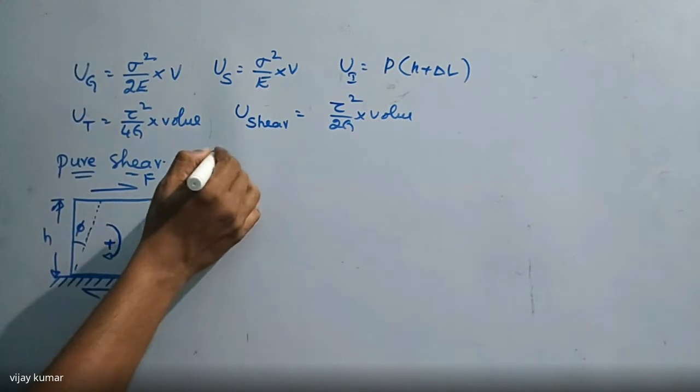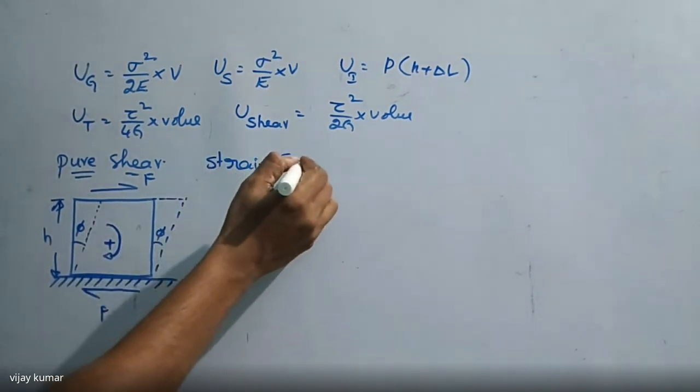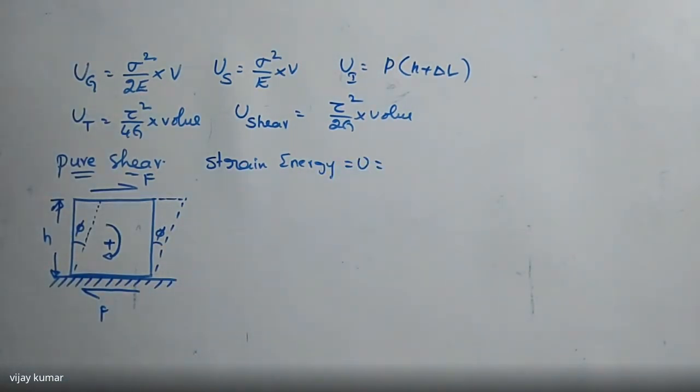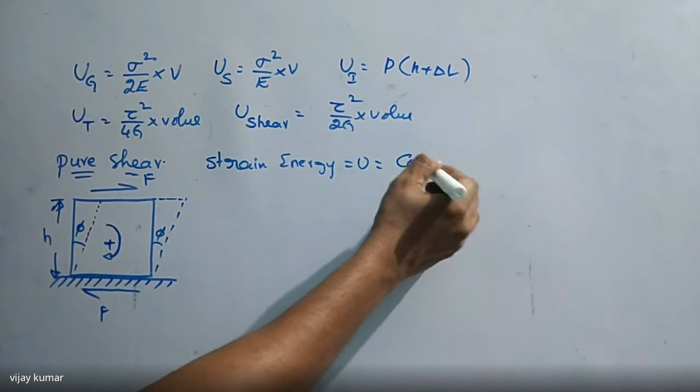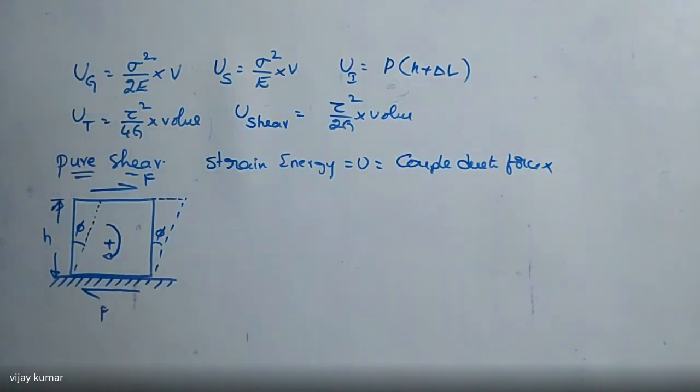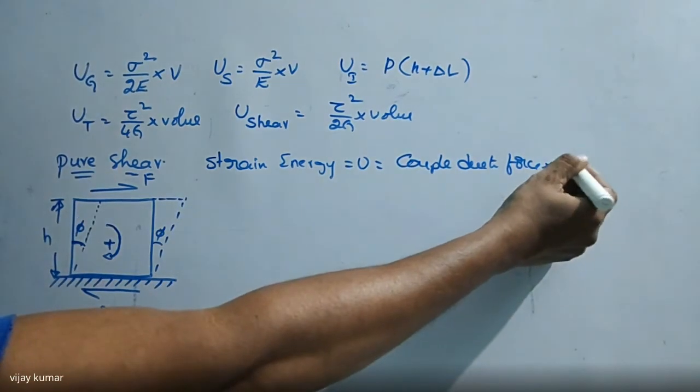So I am writing here strain energy U is equal to couple due to the force into displacement. That is nothing but strain here. What is the couple here? Force into distance, that is F into H. And the displacement here is the angular displacement, that is nothing but phi. So I am writing this value as phi here.